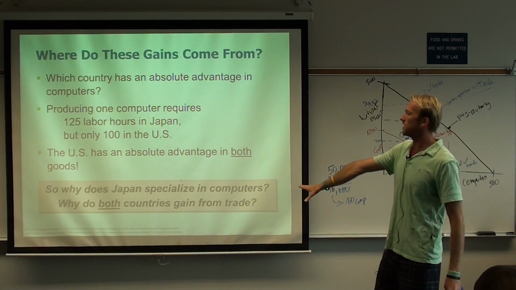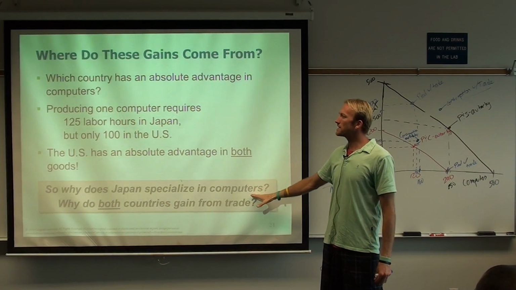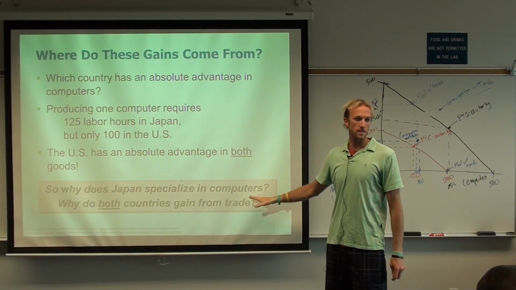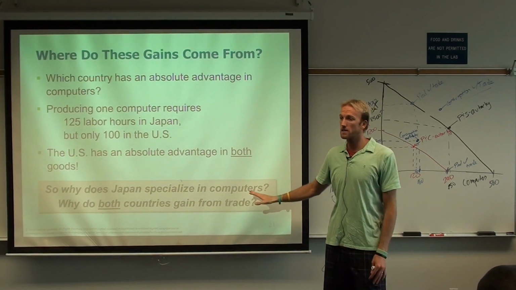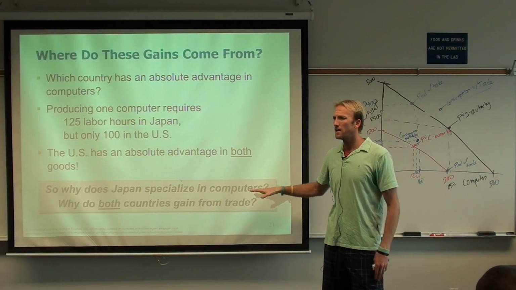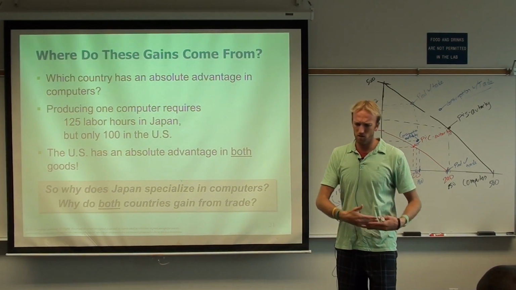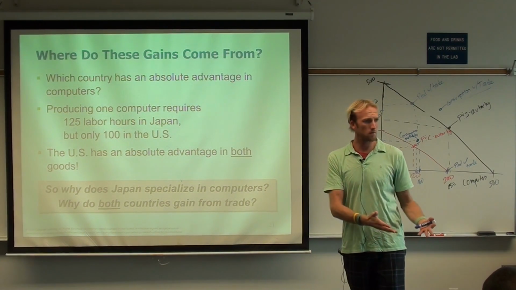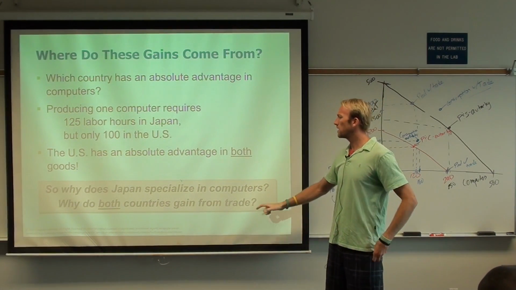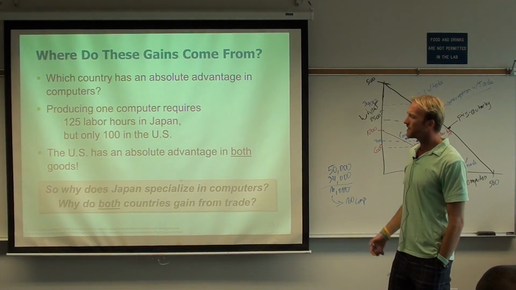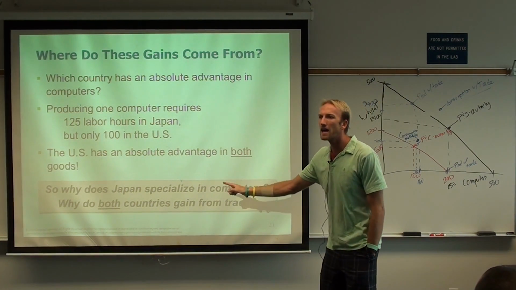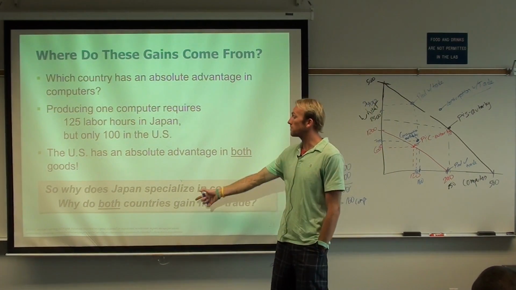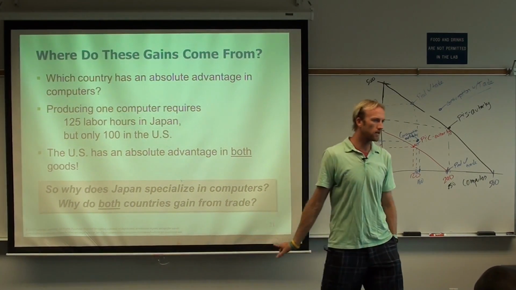But here's the question, right? If the United States has the absolute advantage in both, some people might just say, just have the United States make both, right? I mean, that might be the thought. Why have another country which is actually less efficient and wastes a little more labor hours and costs a little more? Why have them produce something? And the other thing to note is that even though Japan does not have an absolute advantage in anything in this problem, both countries are better off, right?